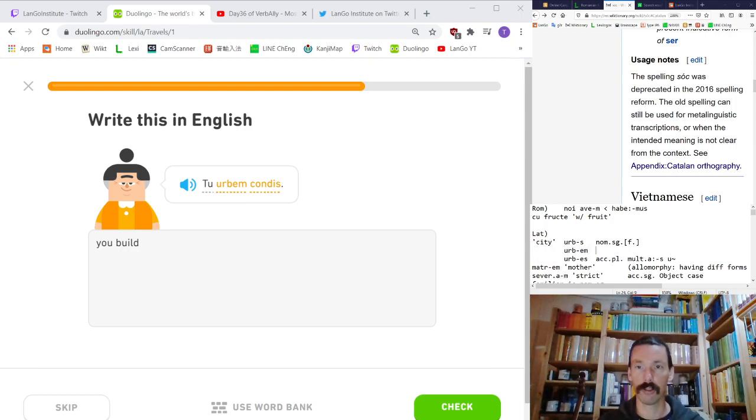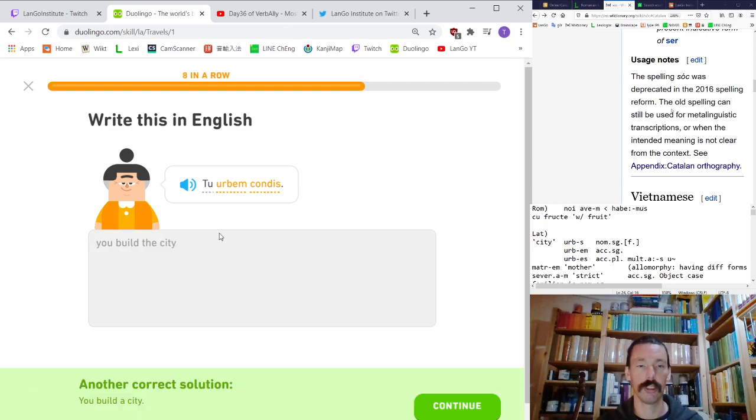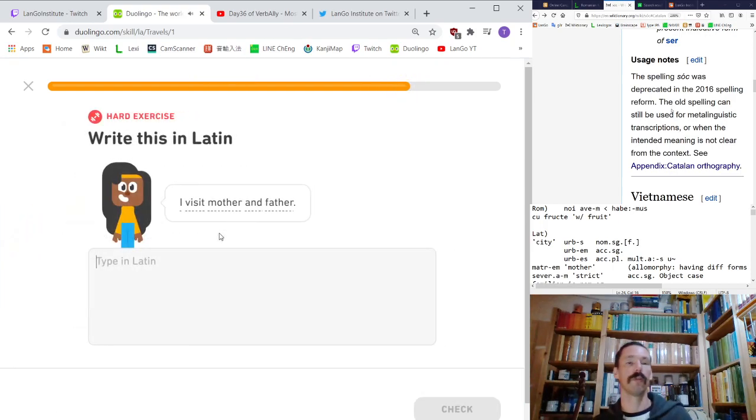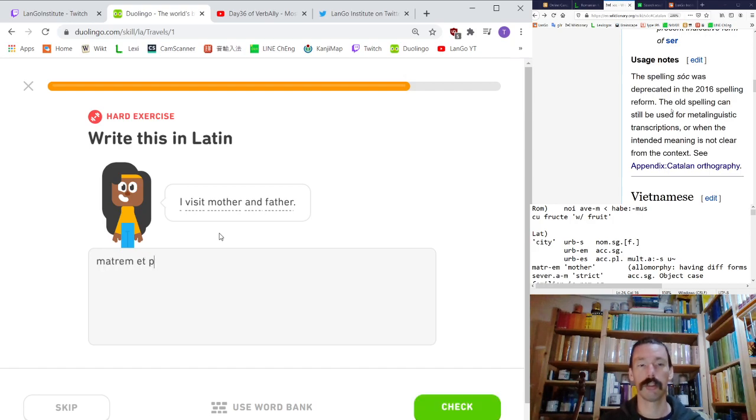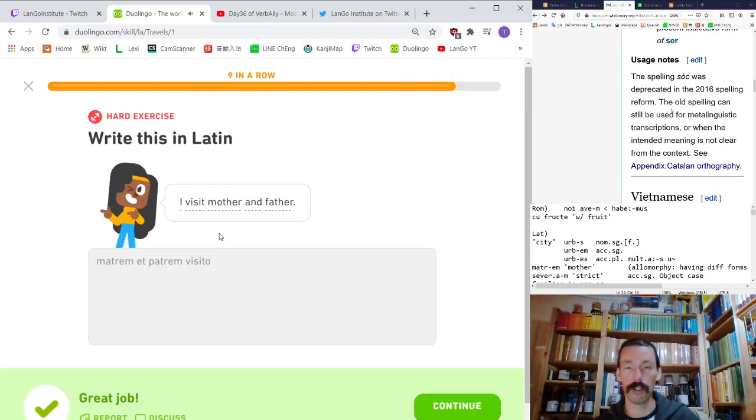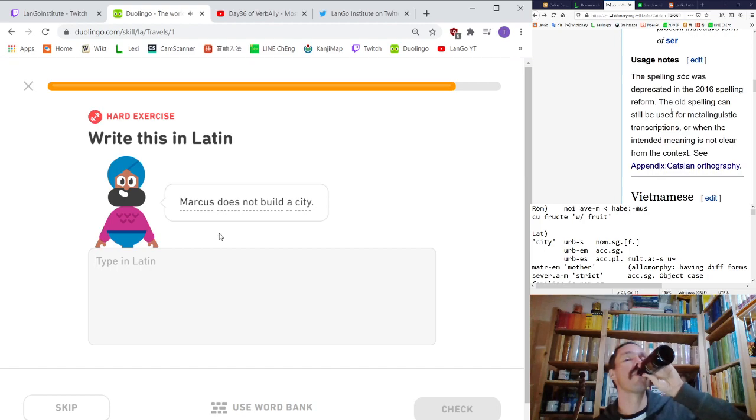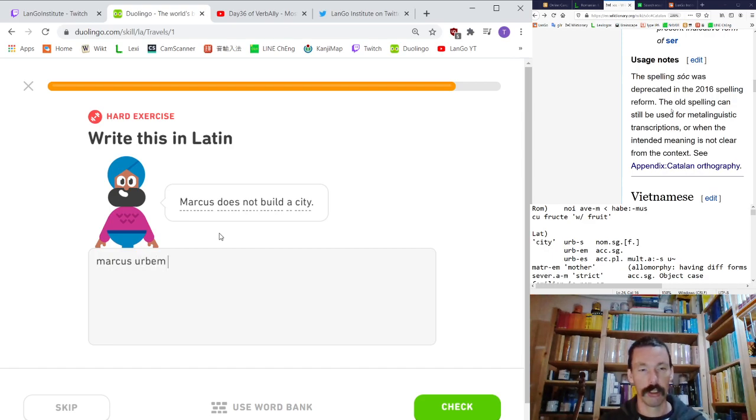Segmentation is like this. You build the city. I visit mother and father. Matrem et patrem, both objects. Visito. I mean grammatical objects, of course, not object in the everyday sense. Marcus does not build a city. Marcus urbem does not build. Non condit.